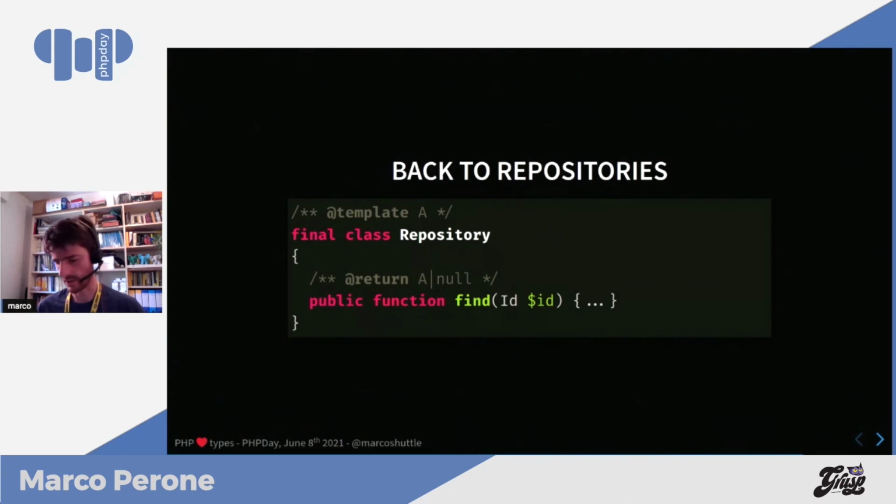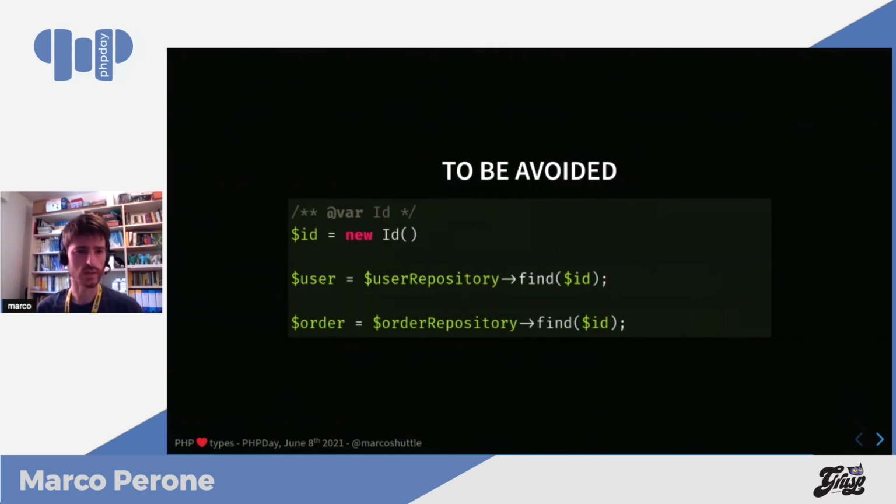This is good because we have a generic class, but still it's not as type safe as we would like it to be. Why? Because this could happen: we could have a generic ID, and we could use the same ID for different repositories. But usually in our application, when we have an ID, we know that it will be the ID of a user or the ID of an order. So it usually does not make sense to use the same ID with different repositories containing objects of different types.